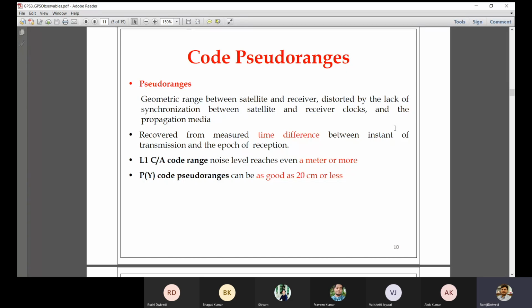L1 CA code noise level reaches even a meter or more. PY code pseudo ranges can be as good as 20 centimeter or less. So we are less focused towards PY code pseudo ranges. Instead, we are more focused towards CA code ranges.